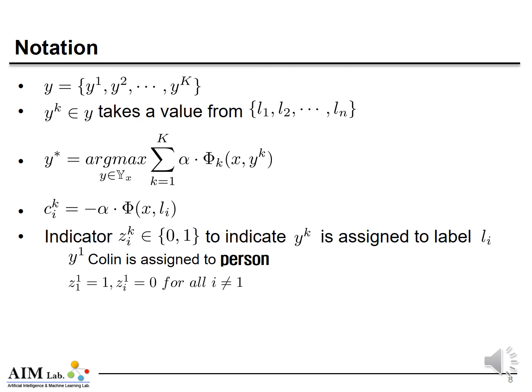And to simplify the cost, we take the dot product between alpha and phi, and define an indicator z to indicate yk is assigned to label li. For example, if y1, let's say an entity, is person, then z 1,1 is 1 and z i,1 will be 0.